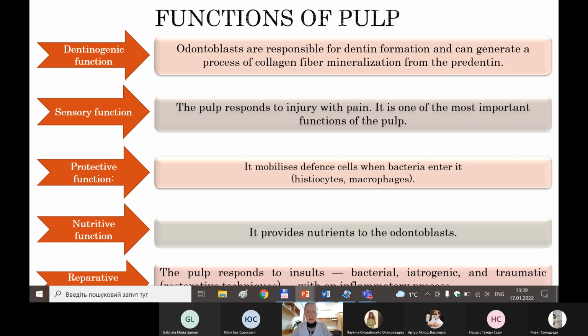Protective function. It mobilizes defense cells when bacteria enter it, and histiocytes, macrophages, are responsible for this. Nutritive function. It provides nutrients to the odontoblasts. And reparative function. The pulp responds to insults, bacterial, iatrogenic, traumatic, by producing secondary or tertiary dentine and thus repairing itself.